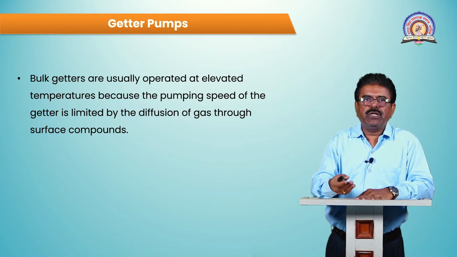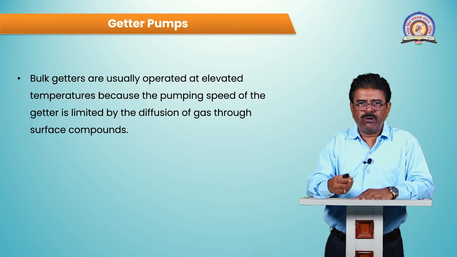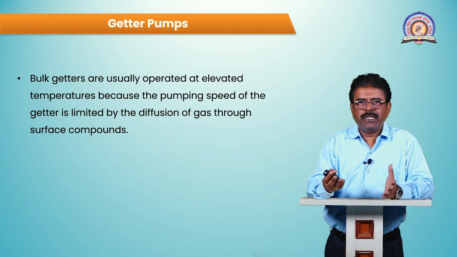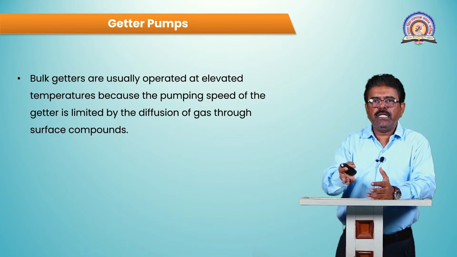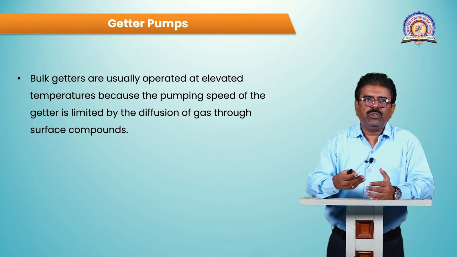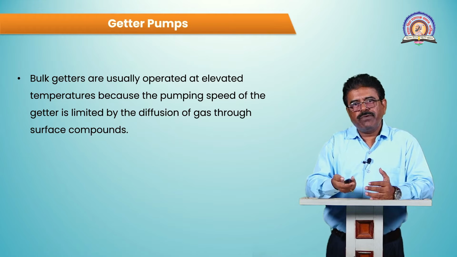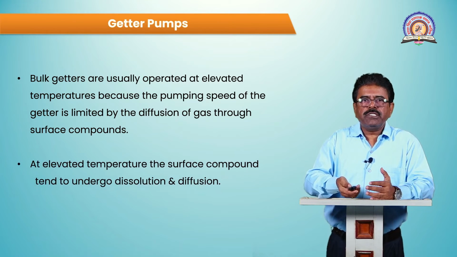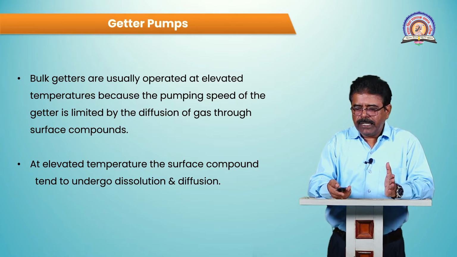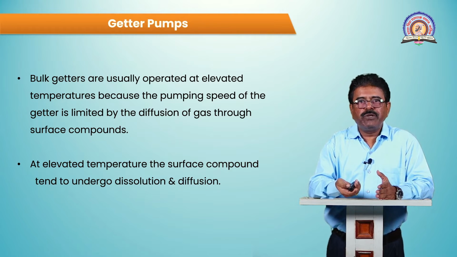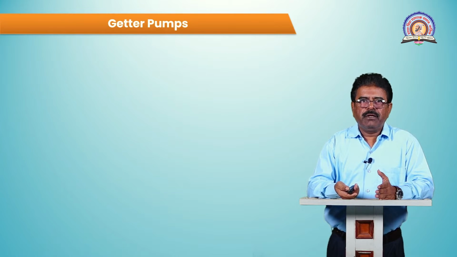At higher temperature, you know that these gas molecules can diffuse through the surface compounds formed on the bulk getter, because, as you know, since it is a bulk material, gas molecules, in order to react with the material, will need to diffuse inside the material. So the pumping speed here is limited by the diffusion of a gas through the surface compound. At elevated temperature, the diffusion rate will definitely increase, and therefore the pumping speed will also increase. So that is the important feature of these bulk getter materials.